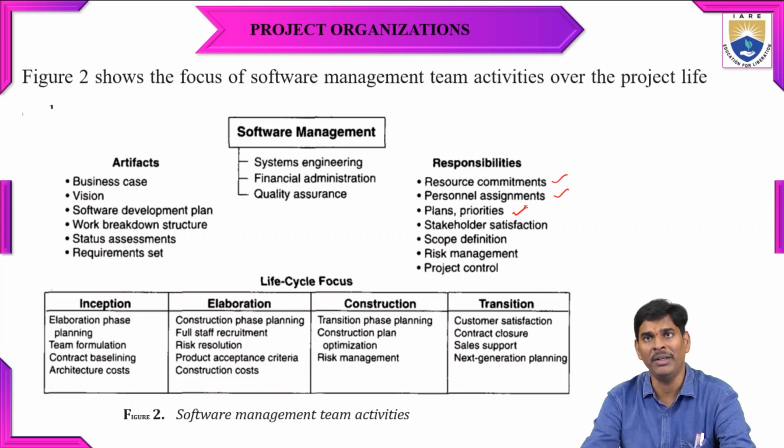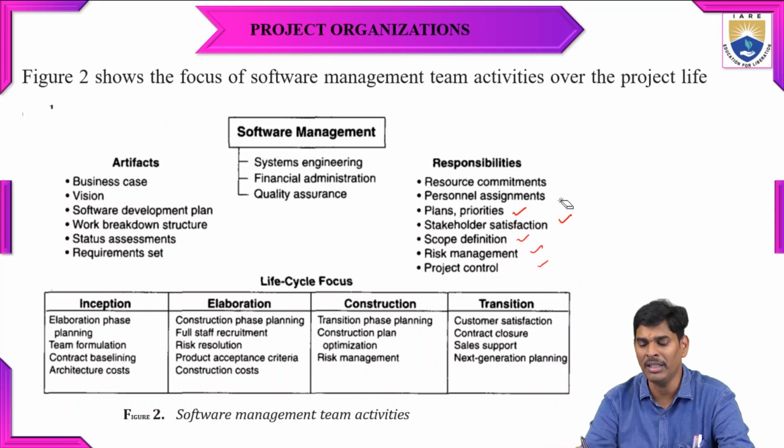So the software management has more responsibility to give the plan. According to the plan, the team members have to complete the project. And stakeholder satisfaction. So we are saying that there should be a negotiation between the management as well as the stakeholder. So they need to satisfy the stakeholder as well as the management of the organization. Scope definition, risk management, and project control. So these are the main responsibilities that will be handled by the software management.